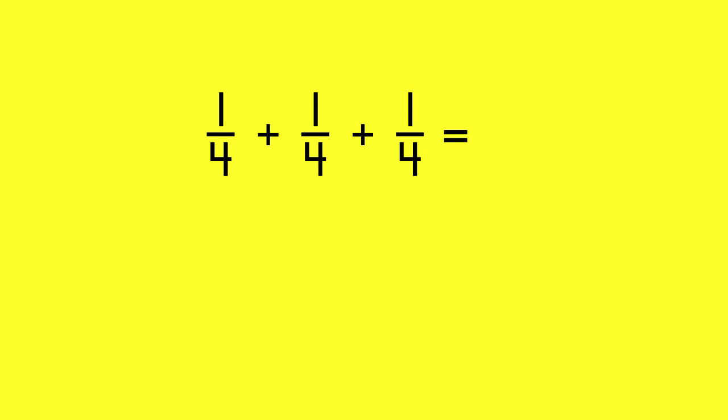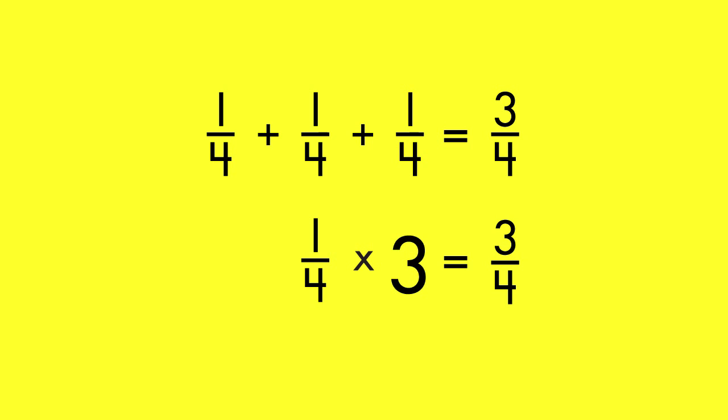Multiplication is the same as repeated addition. You can add these fractions to find the sum 3/4. Or, you can multiply 1/4 by the whole number 3.